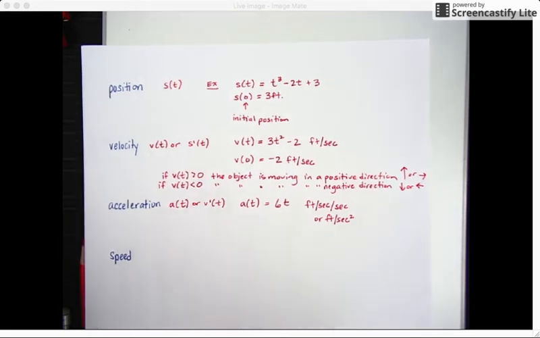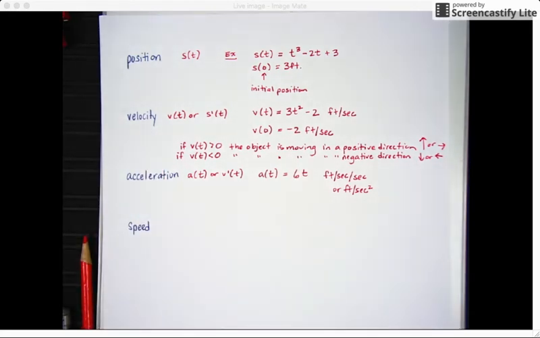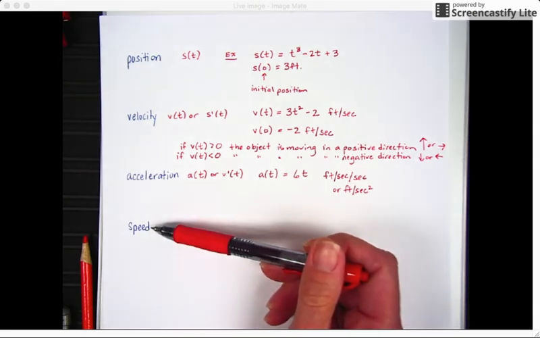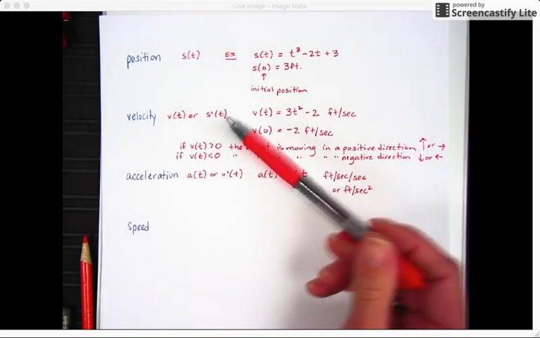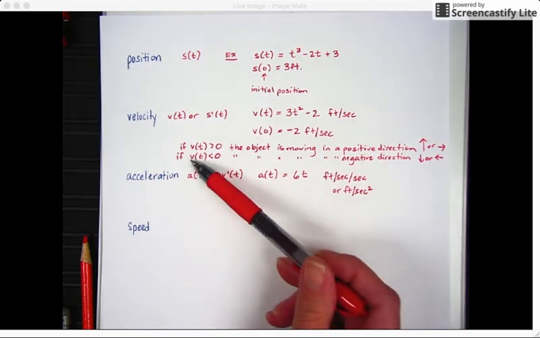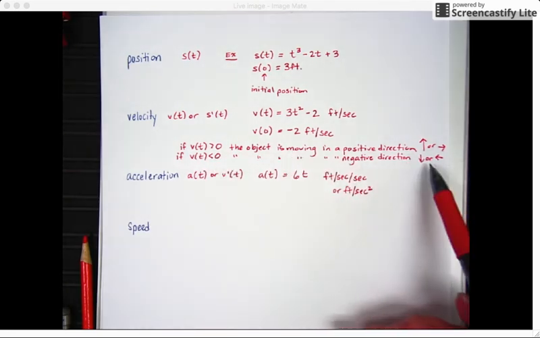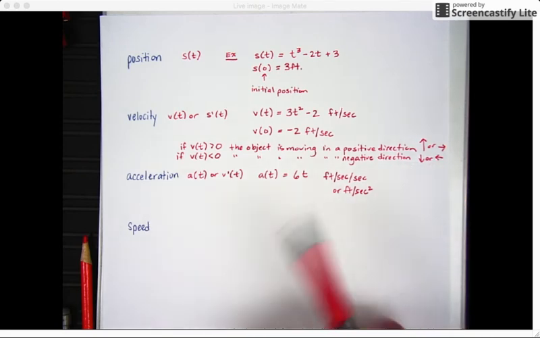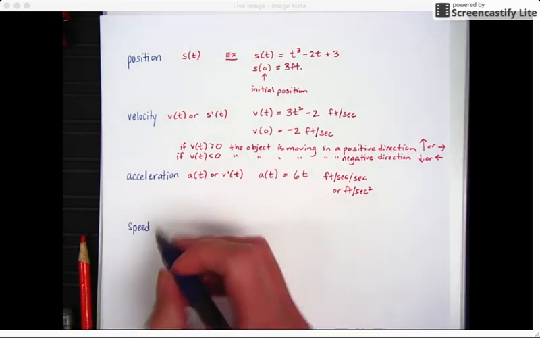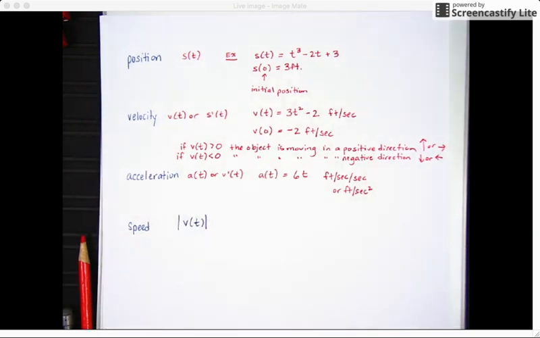All right. And then lastly, we've got speed. Speed and velocity are very much related. Speed doesn't take into consideration the direction of the object. Velocity does. If you have a positive velocity, you know the object's moving in a positive direction or up or right. If your velocity is negative, then we know our object is moving in a negative direction or down or left. But speed doesn't consider the direction, it just wants to know what the rate of change is. And so speed is the absolute value of your velocity.